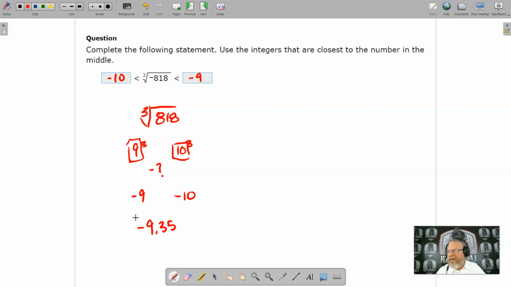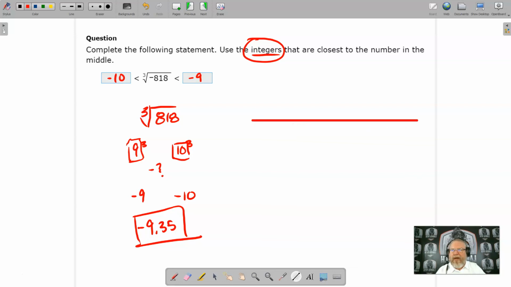So where would this negative 9.35 fall between two integers? Remember, we have to be using integers, non-decimal numbers. Somewhere between negative 10 and negative 9. Whenever I'm talking about where it would fall, I'm talking about a number line, and on this number line, negative 9 is greater, so it's to the right of negative 10. So somewhere on this number line is negative 9.35. That would be right about here.